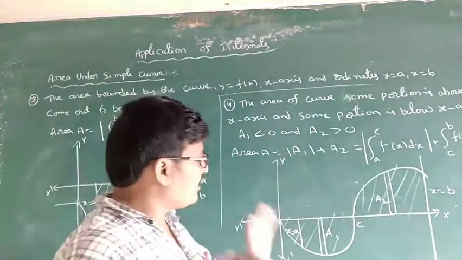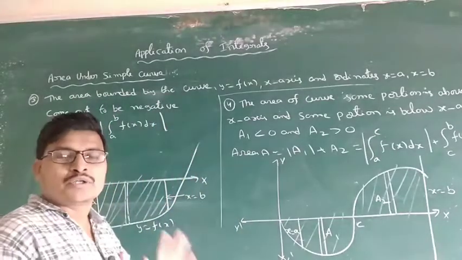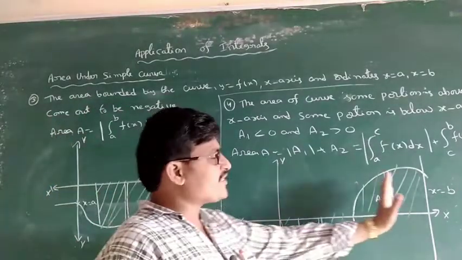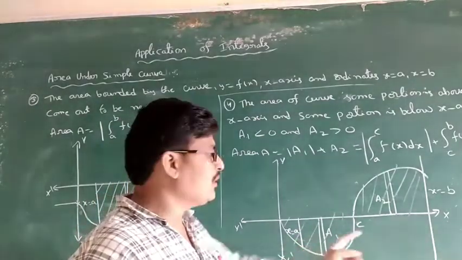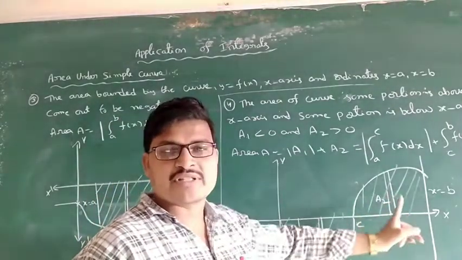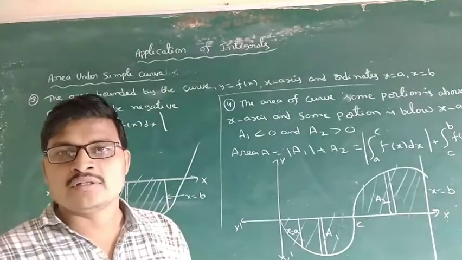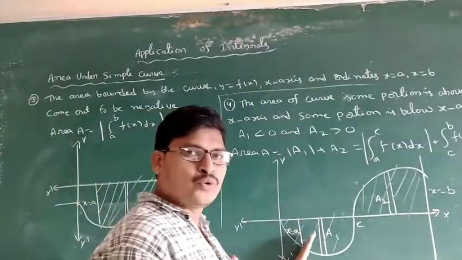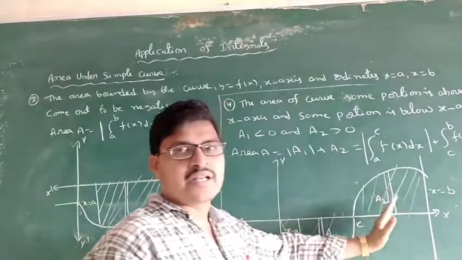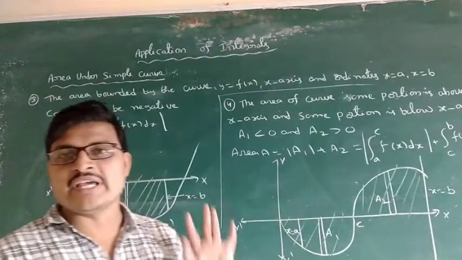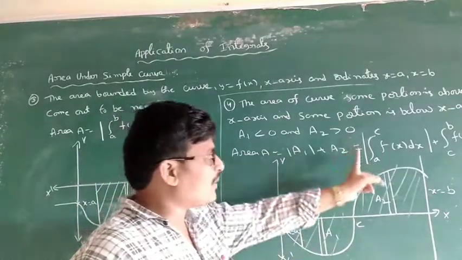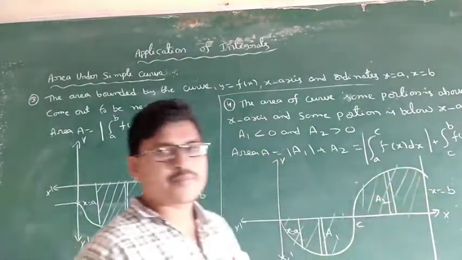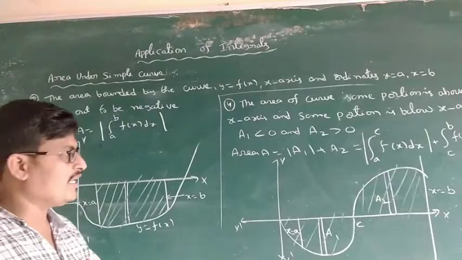Okay, we want the total area, this area plus this area. Negative means, for example, this is minus 2 and this is plus 3. Minus 2 plus 3 is equal to 1. That is not correct. This area 2 plus this area 3, totally 5. So this is minus. Minus means what? Apply the modulus.